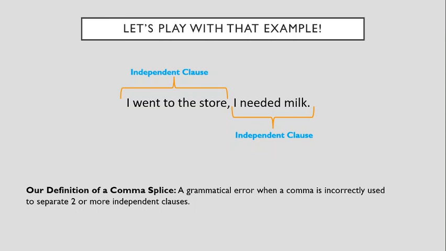Now, with all that in mind, I want to return to our definition of what a comma splice is. And this is what we began with in this video. A comma splice is a grammatical error when a comma is incorrectly used to separate two or more clauses. That means that this is our first example. We have independent clause number 1, independent clause number 2, combined with a comma. So we have an example in front of us. This is a grammatical error. And not only that, it is one of the most common grammatical errors in the English language.